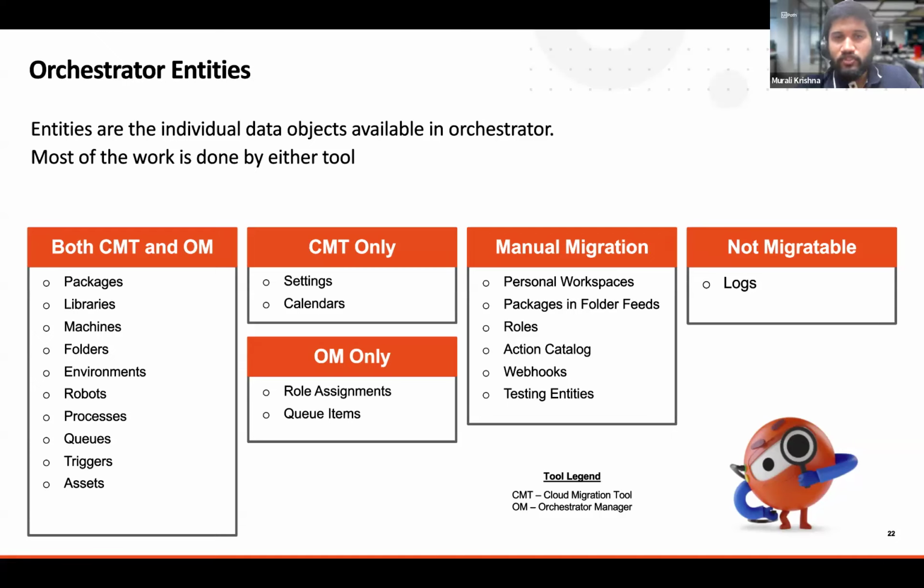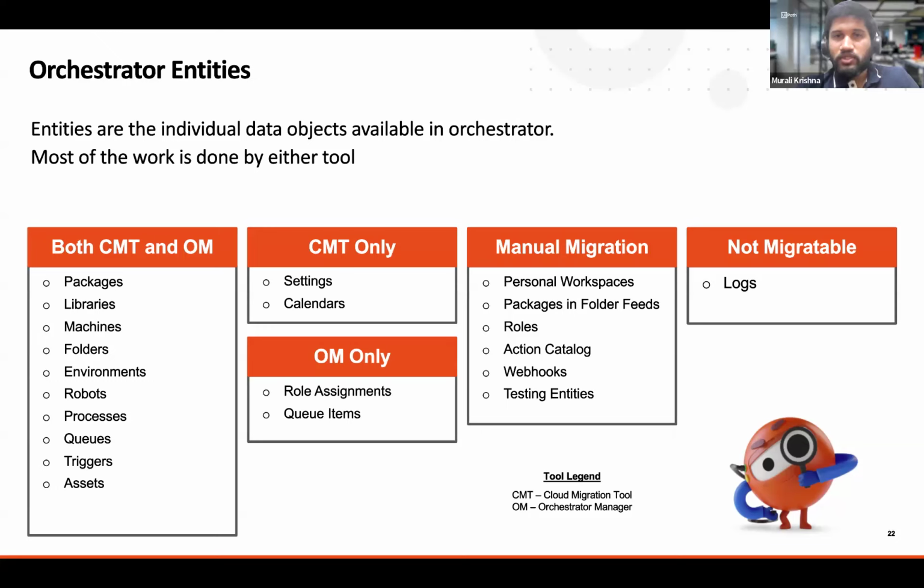Coming to manual migration, which is nothing but manually migrating the accounts or packages. We can cover all this data, personal workspaces, packages in the folders, roles. These have to be aligned after the migration. If there is any failure in the migration of roles or action catalogs, webhooks, or test entities, these have to be manually migrated. Logs are historical data.